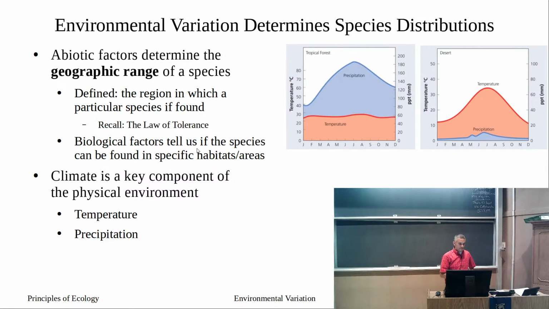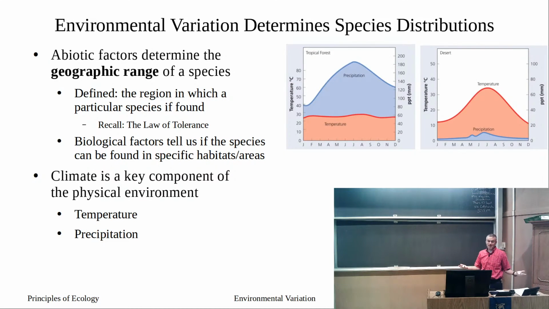So where does this environmental variation come from? Well, our abiotic factors determine our geographic range, all right? So the geographic range is the region in which a particular species is found, or a region in which a particular species can be found. And what we're going to do is kind of separate it later on between a potential range and an actual range.